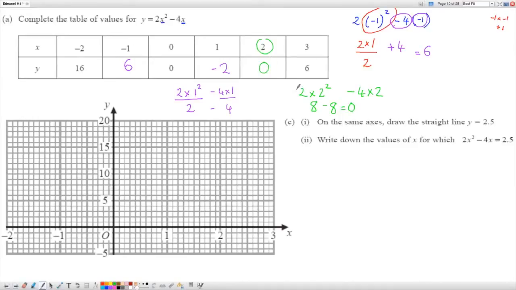You can see we've got a symmetrical pattern here with our 0 and our 6 going down to -2. So plotting this now onto your graph, always use x as our first value. x is -2, y is 16. So here. Then going across, -1 up to 6, 0, 0, 1 minus 2, it's just there, 2 is 0, and 3 here back up to 6.